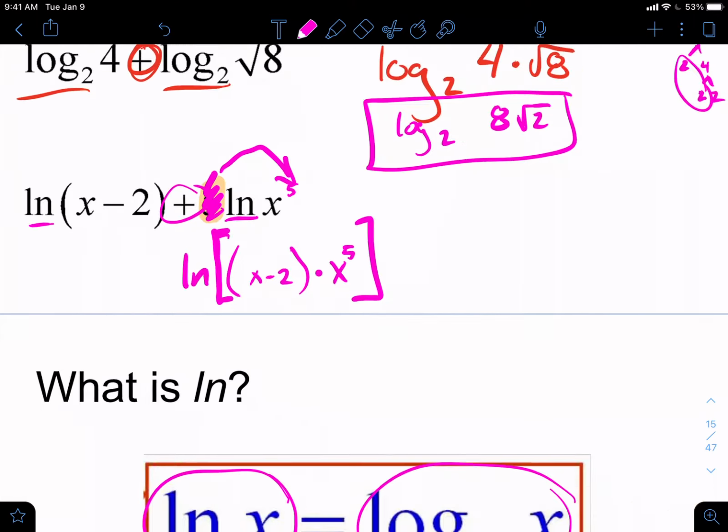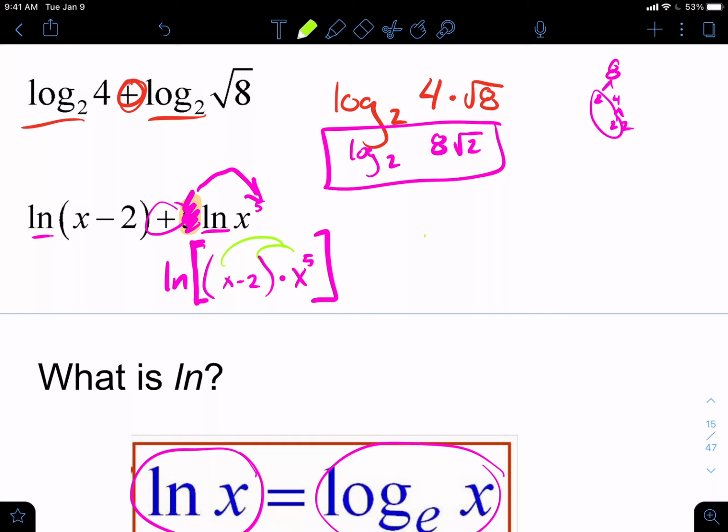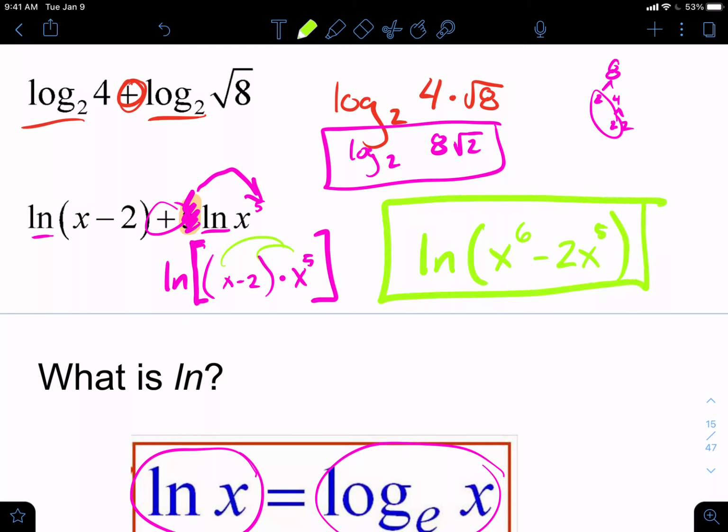So if we go a little bit further with that, inside we definitely could simplify some. So distributing this x to the 5th to each of those, this would be the natural log of x to the 6th minus 2x to the 5th. That is probably how I would say you get your best answer for this one to condense.